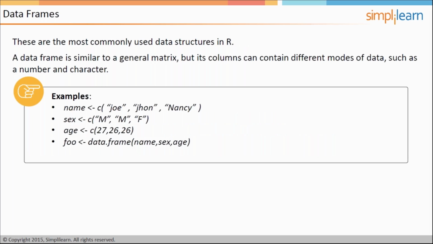Data frames, as we talked about earlier, are really the most popular data structure in R, because you can use a data frame to combine different data types. So numbers, characters, logicals, they all are fair game in the data frame. So in this case, what have we done? We've taken 3 vectors, name, sex, and age, which are going to be the column names in effect. We're combining Joe, John, and Nancy. Sexes are male, male, female, and ages are numeric, 27, 26, 26. And we've now created foo, our data frame, which combines the 3 vectors, name, sex, and age.